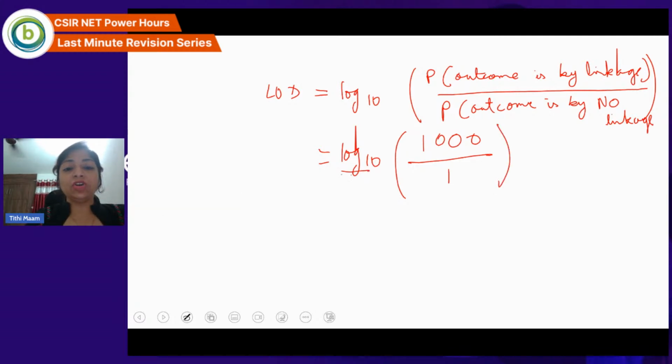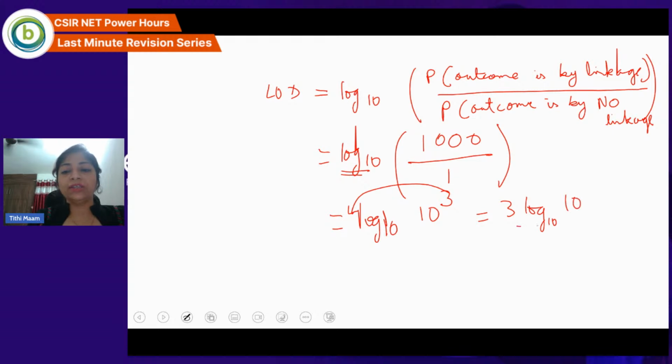So here it is log, right? So log to the base 10. So how will it be? 10 raised to power 3. So 3 will come here. So 3 log 10 of 10. This value will be 1. So here the LOD score is 3.